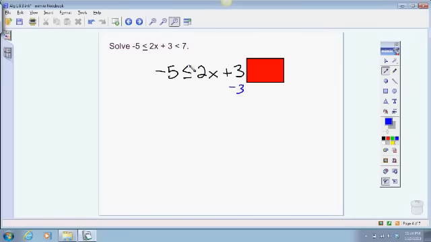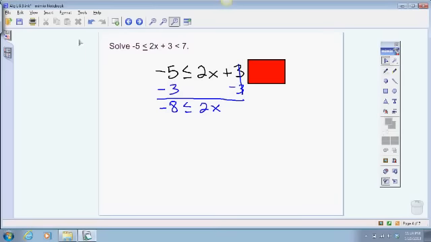And whatever we do to one side of the inequality sign, we do to the other. So -5 plus a -3 is -8. Since we're not multiplying or dividing, I can bring down the inequality symbol, and I'm left with 2x. Well, guess what? We're still going to be doing this, except you can think of it as we almost have a third side. Here's what I mean.